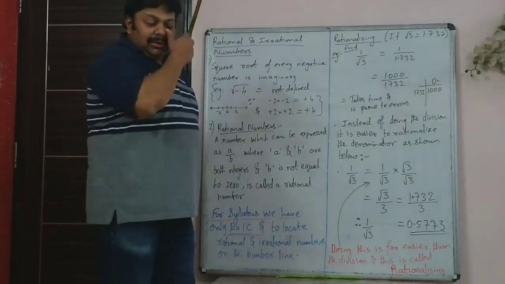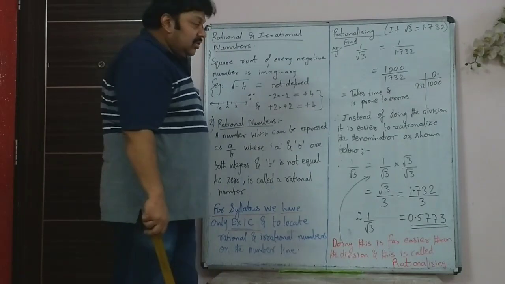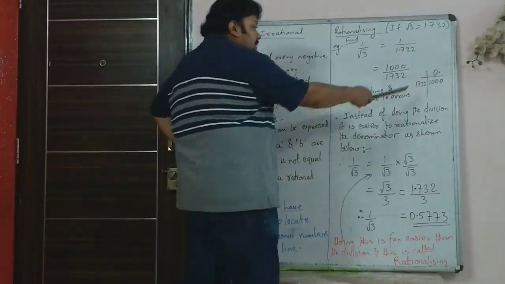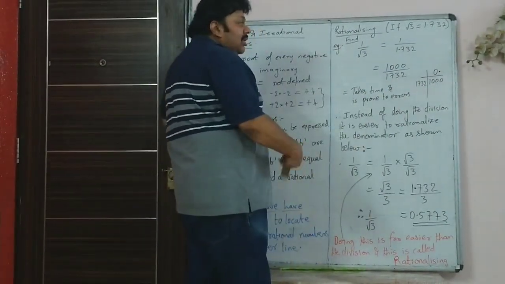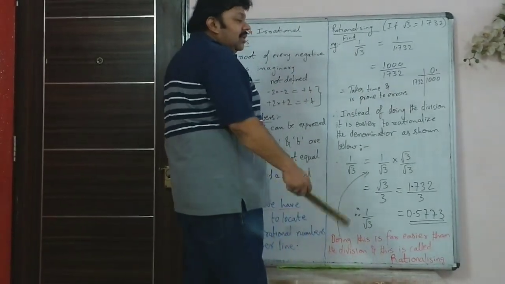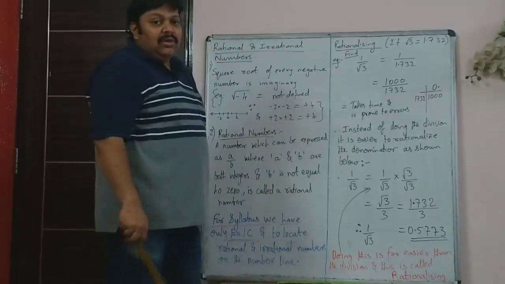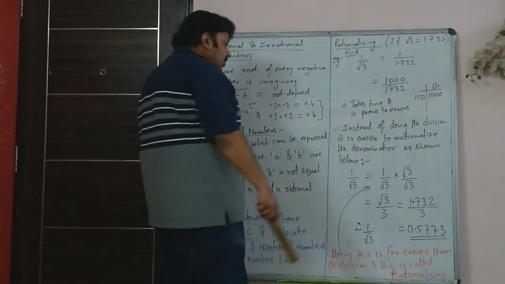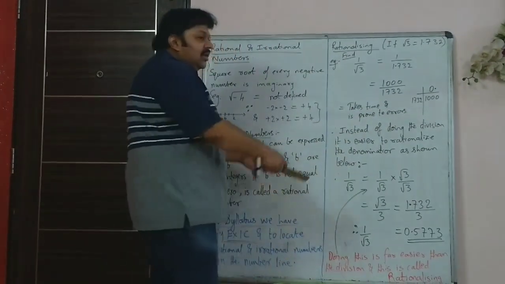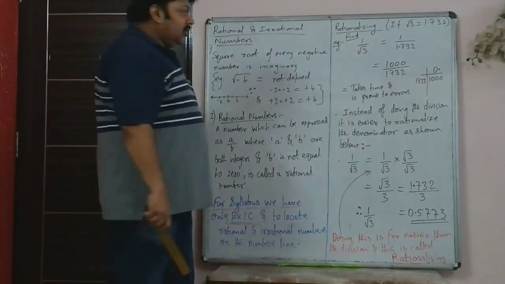And it has been seen that many times when students do division, it is prone to mistakes. So you will get the answer even if you do this. But then when the numbers become more complex, this is a very simple number that is taken, then the division also becomes longer and you will waste a lot of time doing the division. Instead of doing division, there is a simple method known as rationalizing the denominator.